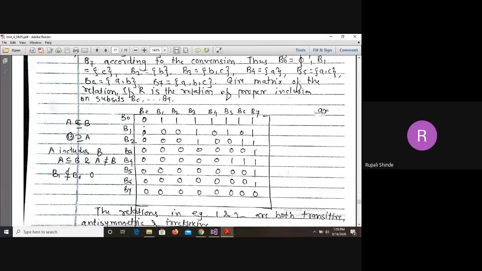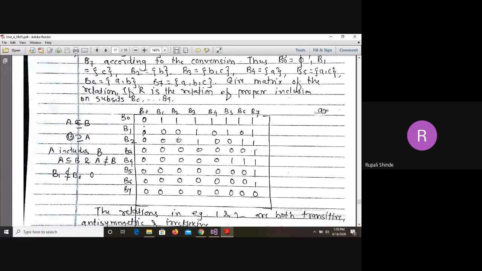Okay. So here B2 is equal to set B, and B0 is equal to 5. So again, B2 is not a subset of 5, so we have to mark 0 here. Now the next one is B2, B1. B2 consists of set B and B1 consists of set C. So again, B2 is not a subset of B1, so we have to mark 0 there.